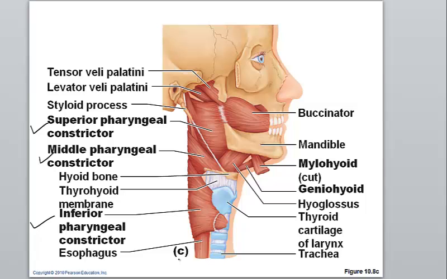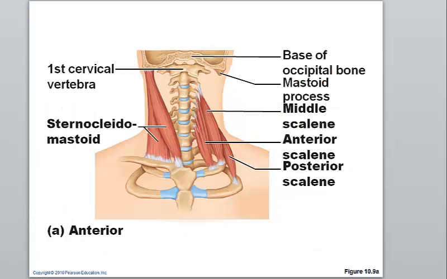The other muscles that you have in your body are going to be your neck muscles that are found anteriorly.